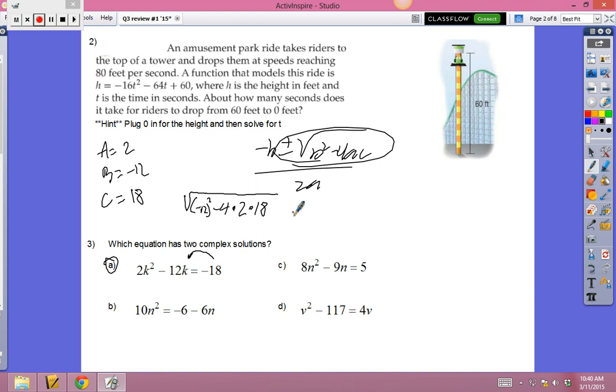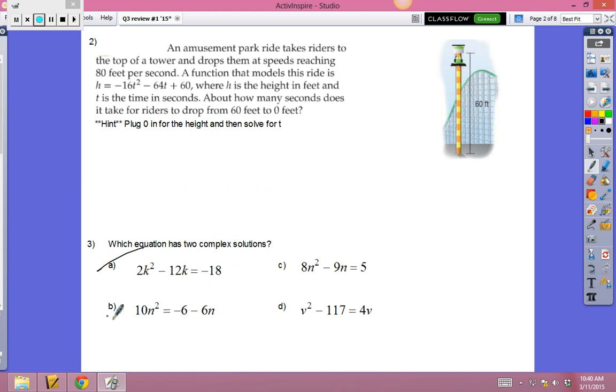And so I'll type that in on the calculator. And let's see, what do I get? Minus 4 times 2 times 18. So we get 0. So under there is 0, so that one is going to give me real answers, not imaginary answers. So A is not going to work. So let's go to B.